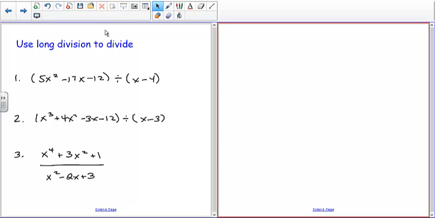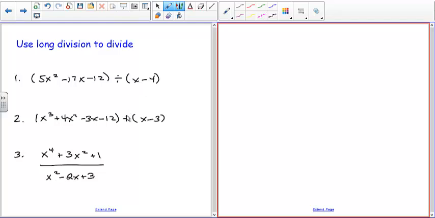Okay, so this is the polynomial and synthetic division homework. So the big difference is that long polynomial division takes more space, for one thing. Also, when you divide one polynomial by another, the polynomial you're dividing by has to be just a simple linear term like this, x plus or minus something. If you have something like x squared, you've got to use long division.